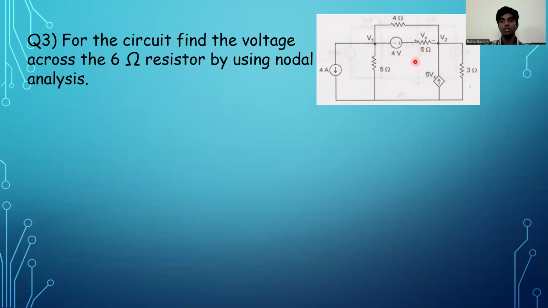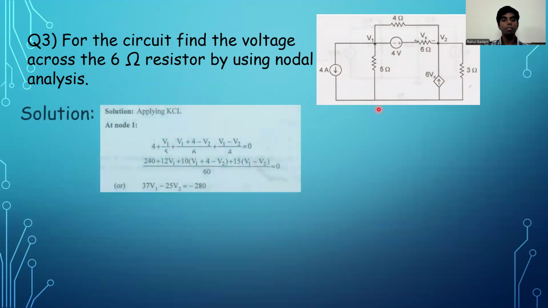Now applying KCL at V1, we get 4, that is the outgoing current, which is positive, plus V1 by 5 plus (V1 plus 4 minus V2) by 6 plus (V1 minus V2) by 4 equals 0. On simplifying, we get 37 V1 minus 25 V2 is minus 280.